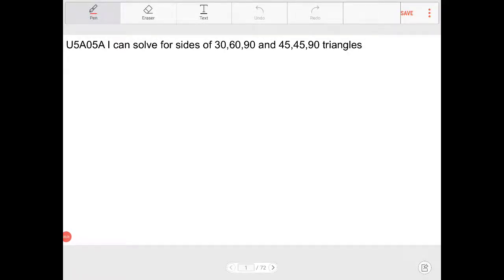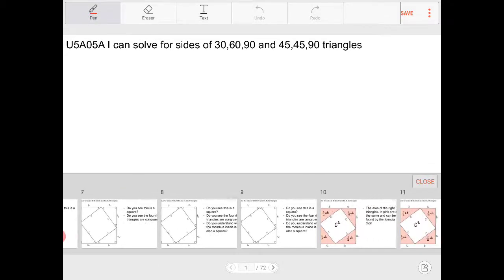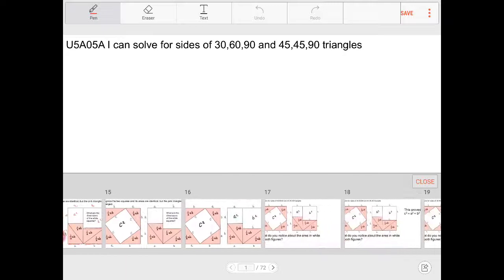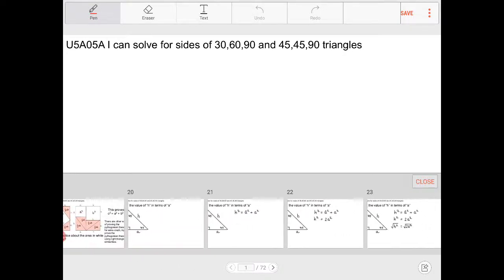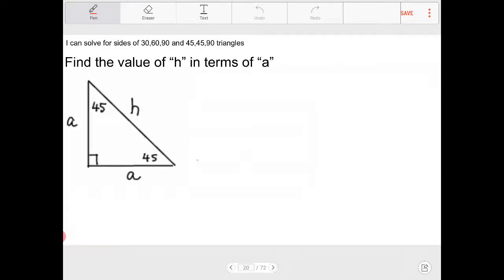By the end of the lesson, you should be able to say, "I can solve for sides of 30-60-90 and 45-45-90 triangles." So let's take a look. I'm going to fast forward here to slide number 20. Here we go. All right, so the task here says to find the value of h in terms of a.